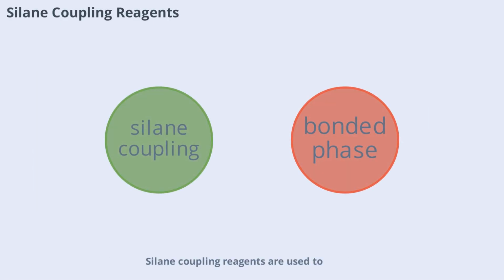Silane coupling reagents are used to bond functional groups to the silica surface. Monofunctional silanes such as ClSi(CH3)2R are commonly used for their reproducibility. Trifunctional silanes and alkoxysilanes are also available. The choice of reagent affects the stability and performance of the bonded phase, with monofunctional types preferred for consistent results.